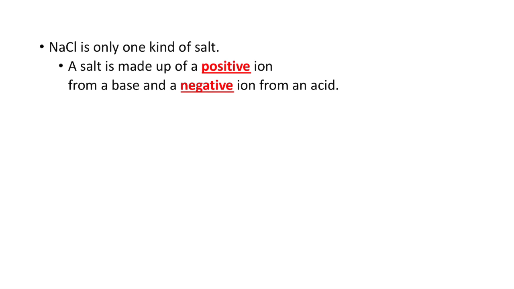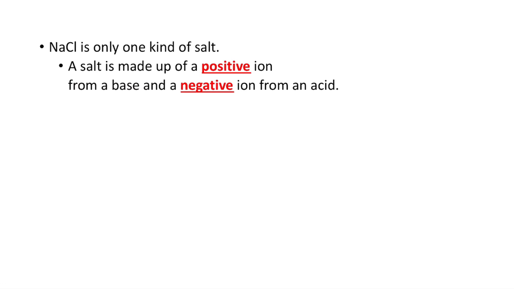Sodium chloride, NaCl, is only one kind of salt. A salt is made up of a positive ion from a base and a negative ion from an acid. So what does that look like? So a salt is made up of a positive ion from a base and a negative ion from an acid, remembering that the hydrogen and hydroxide ions form the water. So it's basically the two other ions that form the salt.